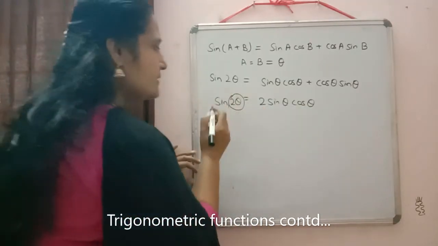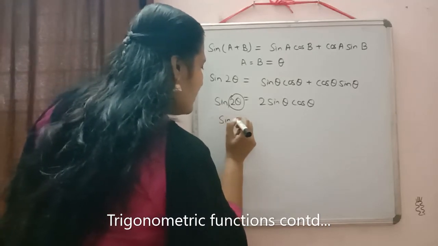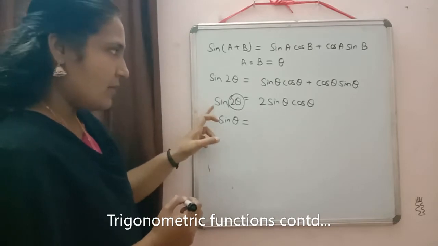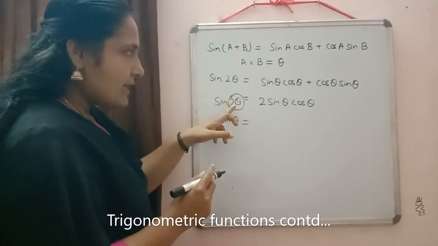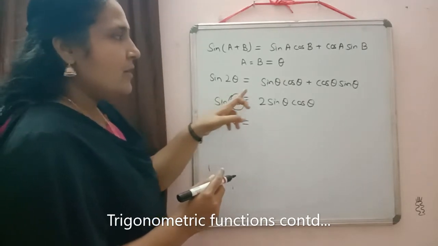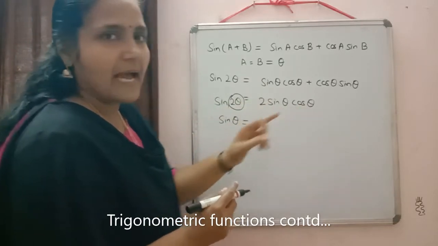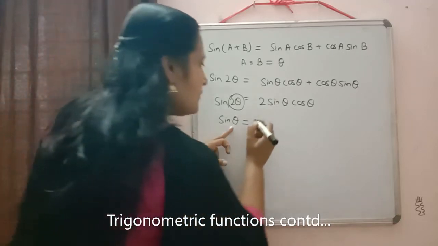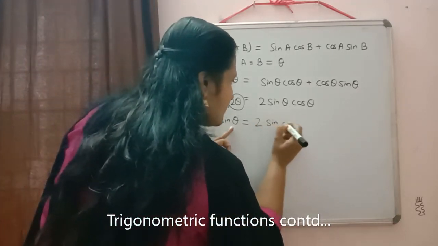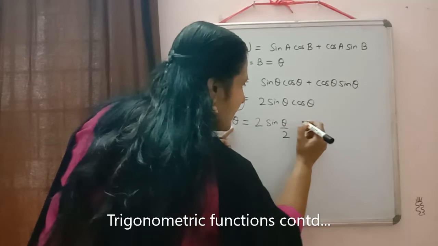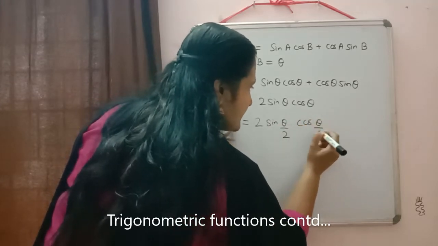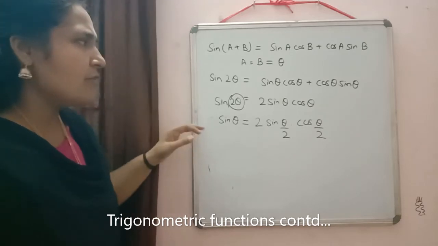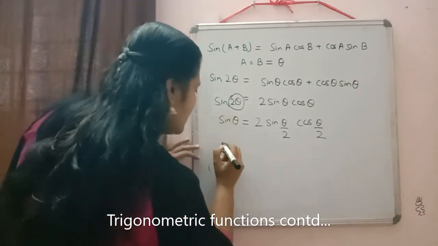Okay. So using this formula, how will we rewrite sin theta? According to this formula, whatever angle you are writing here, you have to write half of that angle here. So if I am writing sin theta, then it will be equal to 2 sin theta by 2 into cos theta by 2. Okay. And one more formula is there for this sin 2 theta.